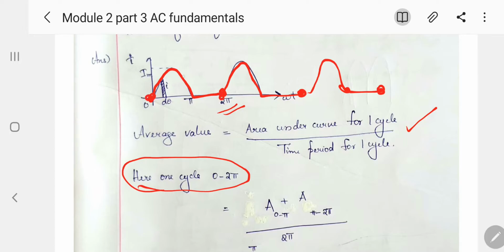Here again the waveform takes two shapes. Here it is sinusoidal, whereas here it is 0. So we are going to split the area into two: the area from 0 to pi and the area from pi to 2 pi. Whole divided by 2 pi. Why? Because the time period for one cycle is 2 pi. So this is how you are going to calculate.